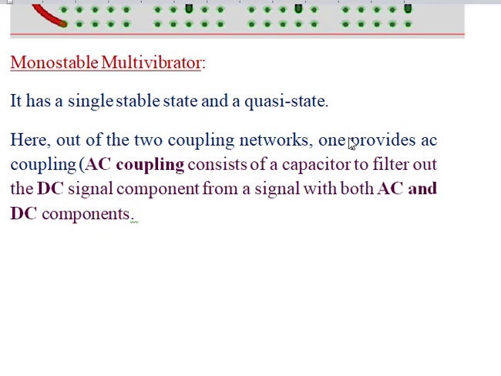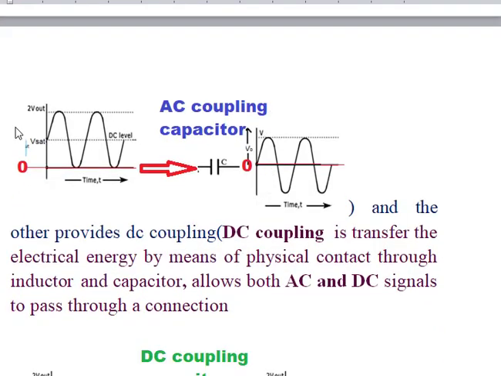What is AC coupling? In AC coupling, if you apply a signal with both AC and DC components, it allows only AC components and filters out the DC signal component. See here, this is an AC component, this is a DC component, both are combined here. It is passing through this capacitor and it filters the DC component and allows only the AC component here.